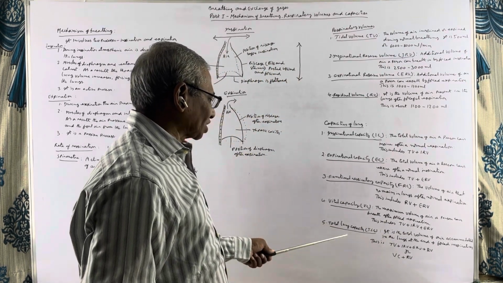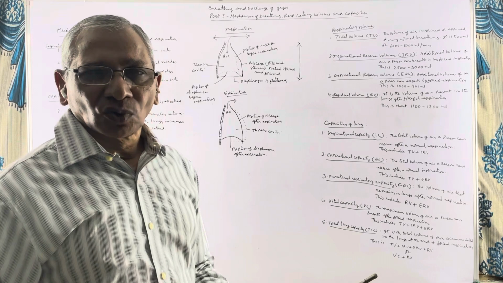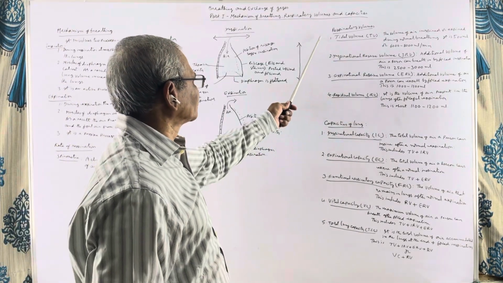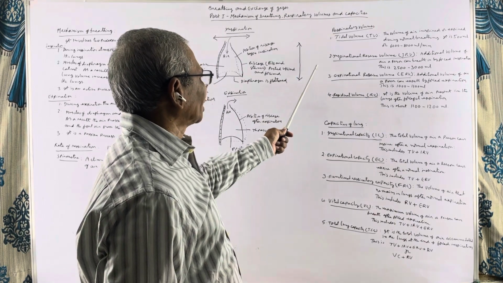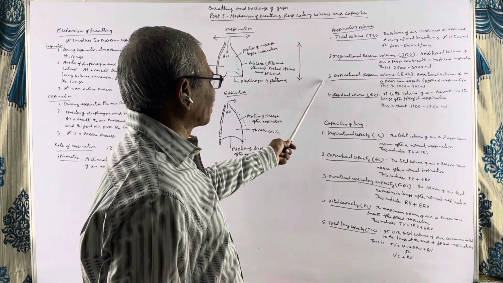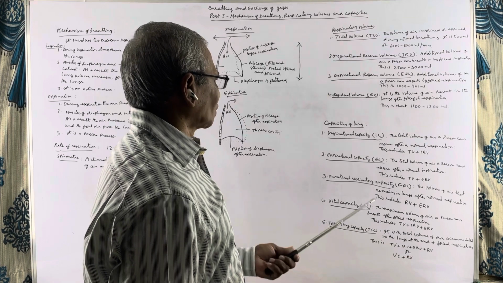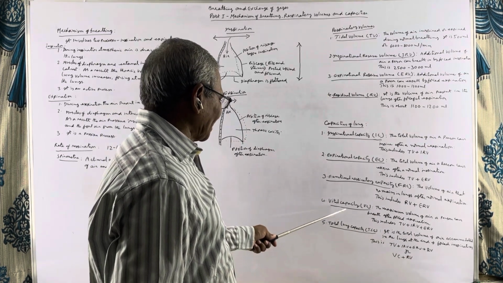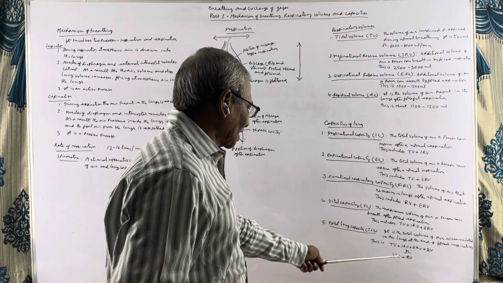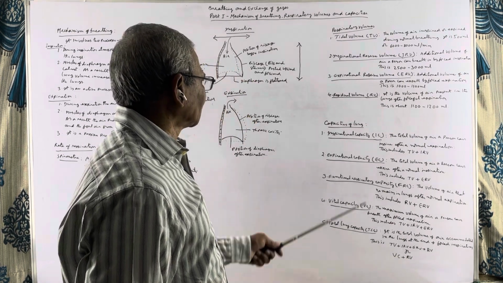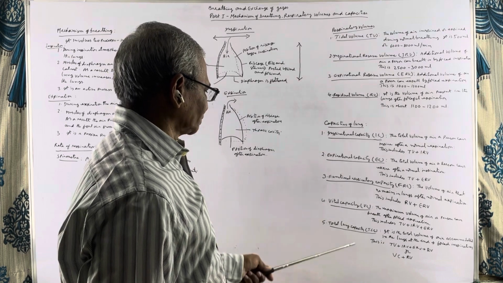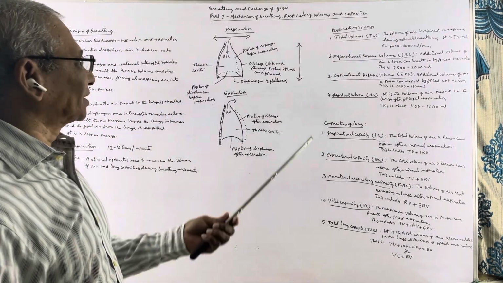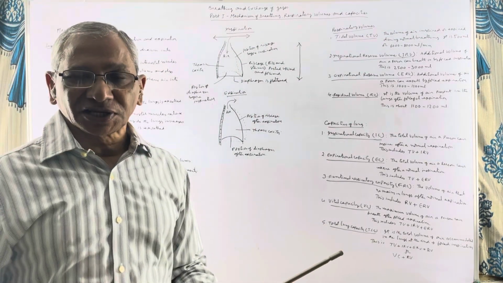Then total lung capacity. The total lung capacity includes all the four values: tidal volume, inspirational reserve volume, expirational reserve volume, and residual volume. It can be written like this also: VC plus RV. That RV means residual volume. So in this way, we calculate the respiratory volumes and capacities in human beings.